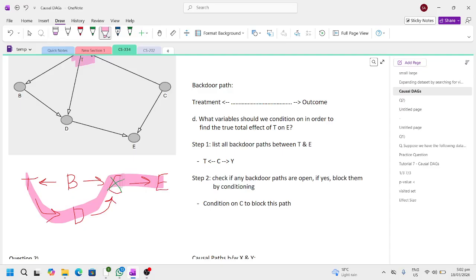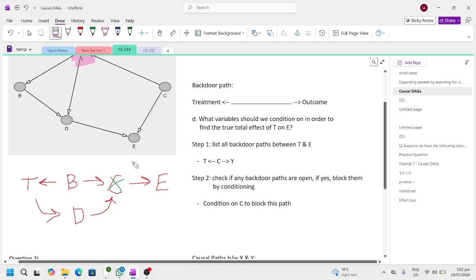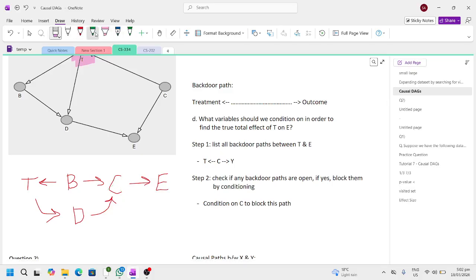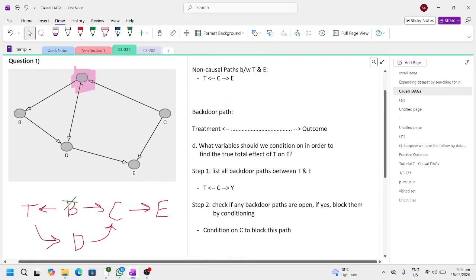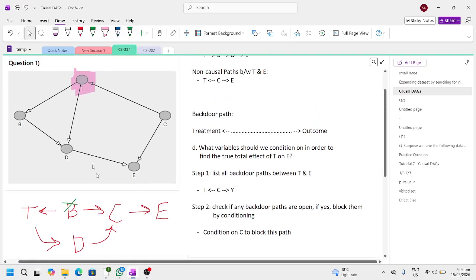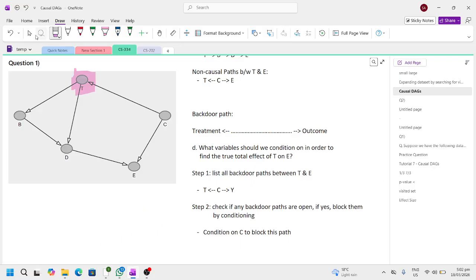You cannot condition on C to block this path, which means that the only way to go about this is to actually condition on B. Are there any questions? All right, so this is one very important concept that I wanted to reiterate. On that note, we're gonna move on.